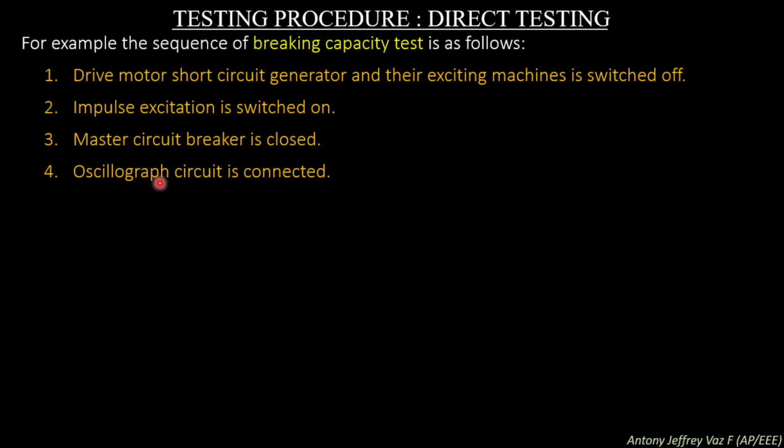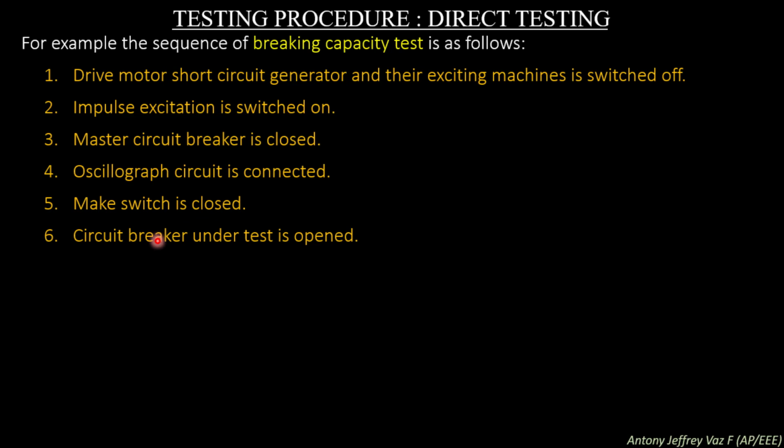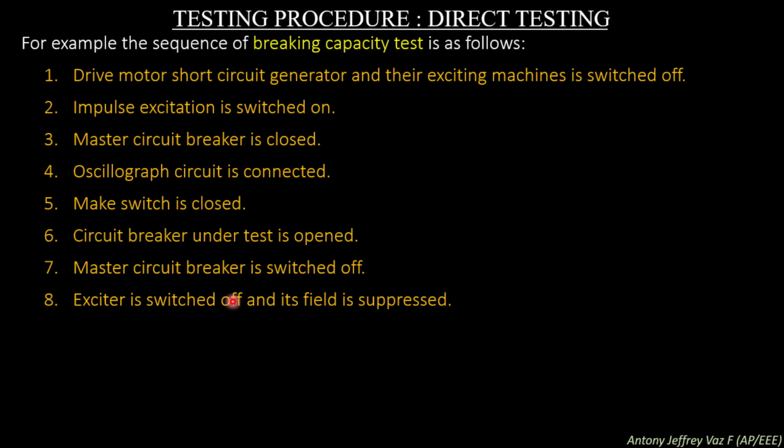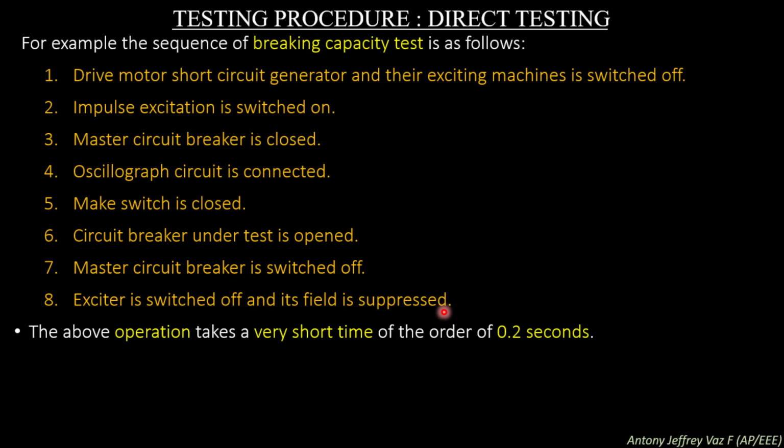Then the oscillograph circuit is connected. Then the make switch is closed. Afterwards, the circuit breaker under test is opened. The master circuit breaker is switched off. The exciter is switched off and its field is suppressed. So, these are all the 8 procedures which are followed while making a breaking capacity test.